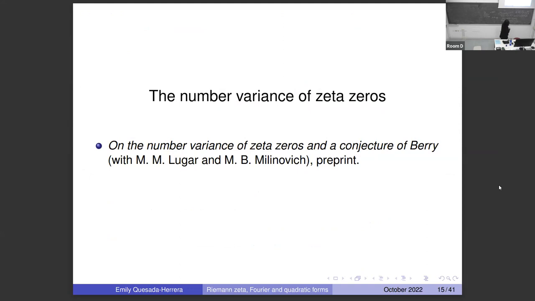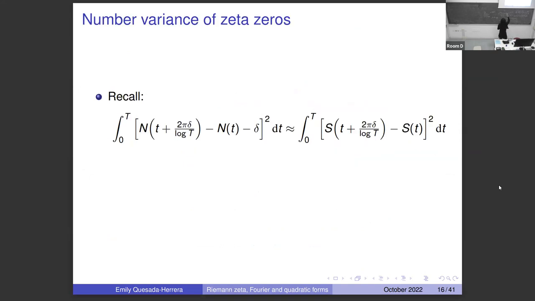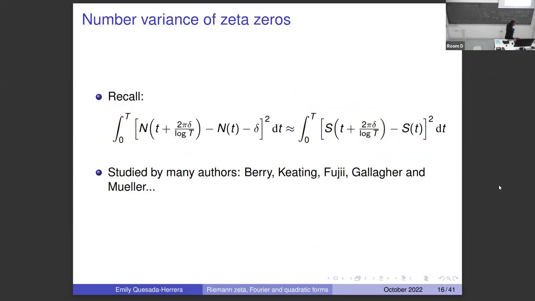So I'm going to quickly talk a little bit more about the number variance of the zeros. I introduced this quantity earlier. We want to obtain this information of the zeros, the variance of the number of zeros in a certain short interval, and we can write this in terms of f of t up to a very small error. This is the number variance. It has been studied by many authors, such as Berry, Keating, Fujii, Gallagher, and Miller.